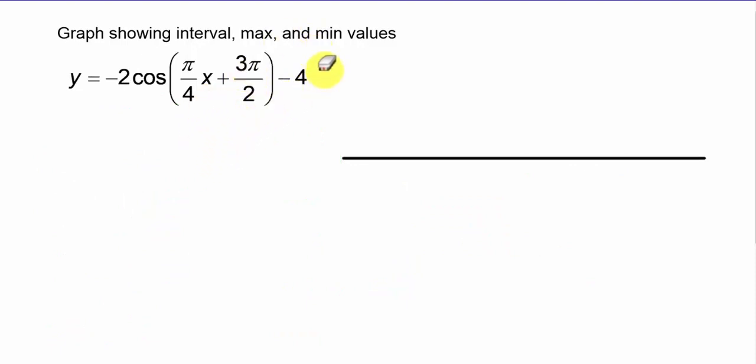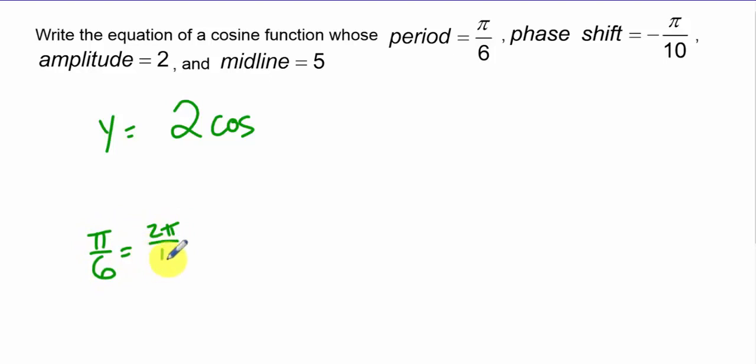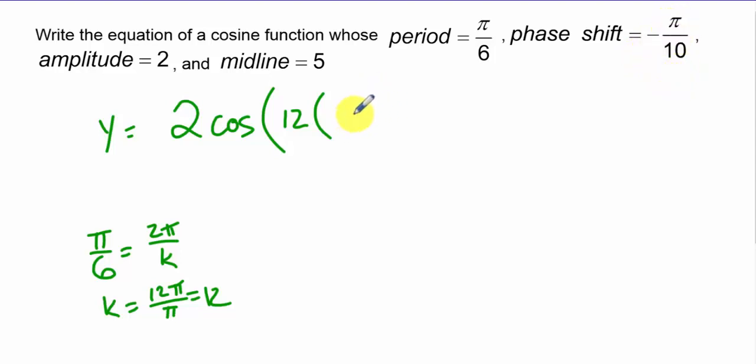Let's just continue practicing. So now we shift gears a little bit. We're asked to write the function. It has an amplitude of 2 and it's a cosine function, so I'm just going to plug it in as I know it. That's 2 cosine. I have a period of pi over 6. So if pi over 6 equals 2 pi over k, I'll do a little work with that and I'll say that k equals 12 pi over pi, or 12. So I'll put a 12 right here. I have a phase shift of negative pi over 10. So in that case, I will put my x here and go plus pi over 10. And then my midline is at 5, so I'll add 5.